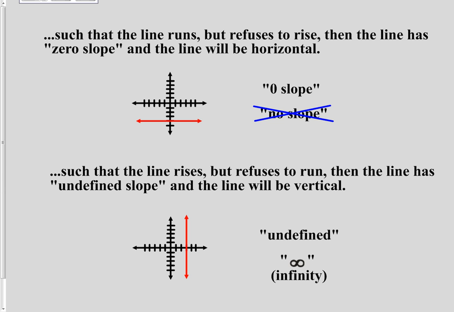Okay, a couple of special cases here. A horizontal line we say has zero slope, and it has zero slope because it is refusing to rise. That puts a 0 in the numerator of our slope fraction, and we should know by now that 0 for the numerator of a fraction results in a value of 0. That's why they call it zero slope. However, a vertical line is refusing to run. That puts a 0 in the denominator of a fraction, and that is a big no-no to have your denominator equal 0. That's what we call infinity or undefined slope.